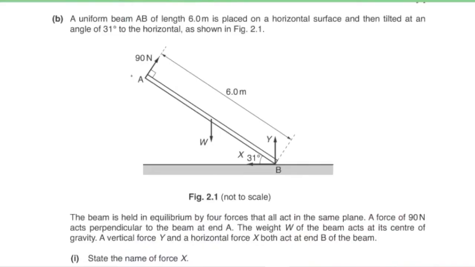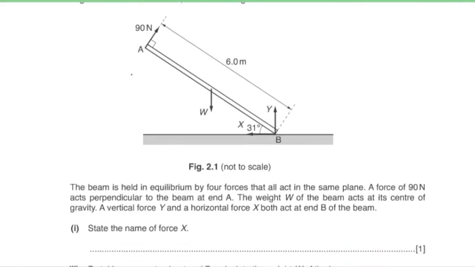Part B, a uniform beam AB of length 6 meters is placed on a horizontal surface and then tilted at an angle of 31 degrees to the horizontal as shown in figure 2.1. The beam is held in equilibrium by 4 forces that all act in the same plane. A force of 90 newtons acts perpendicular to the beam at end A. The weight W of the beam acts at its center of gravity. A vertical force Y and a horizontal force X both act at end B of the beam.